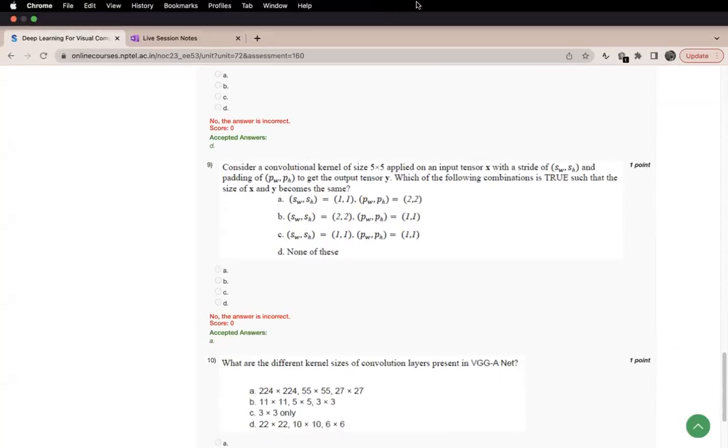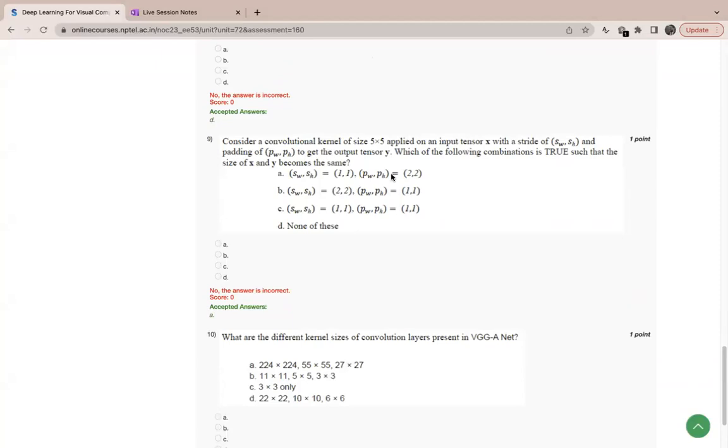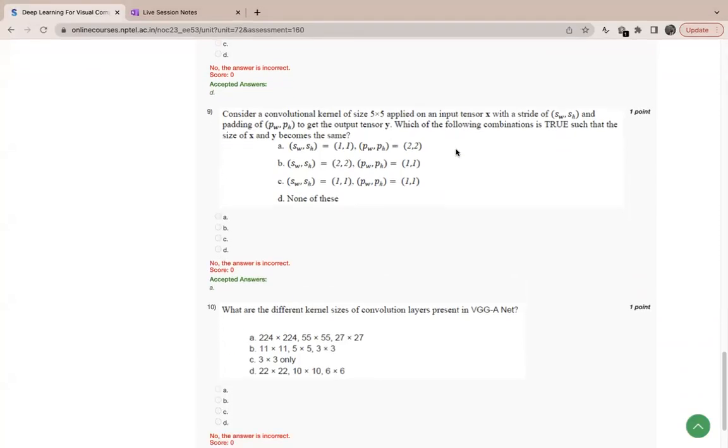Coming to question number 9. Consider a convolutional kernel of size 5 cross 5 applied on an image input tensor X with stride of SW and SH and padding of PW and PH to the output tensor Y. Which of the following combinations is true such that the size of X and Y becomes the same?